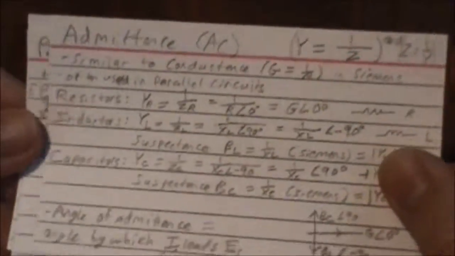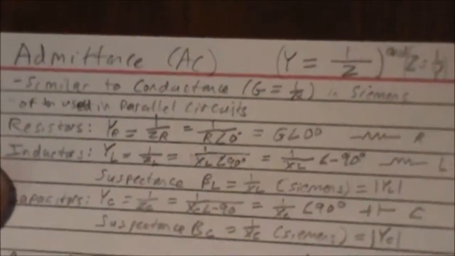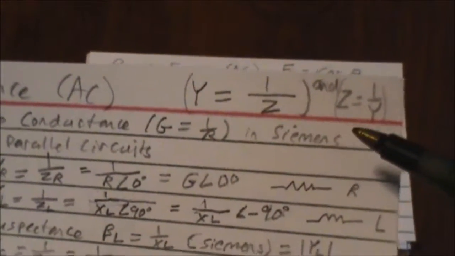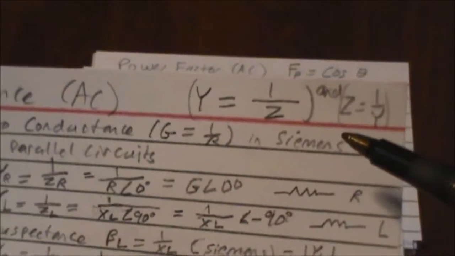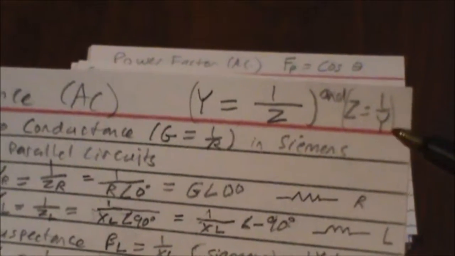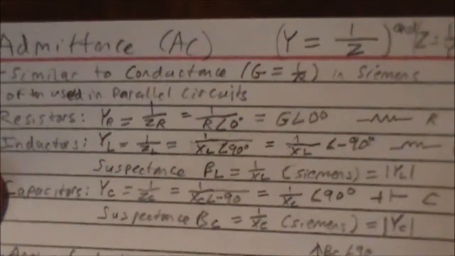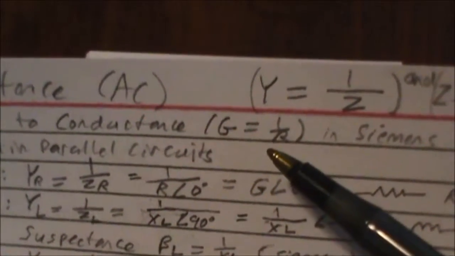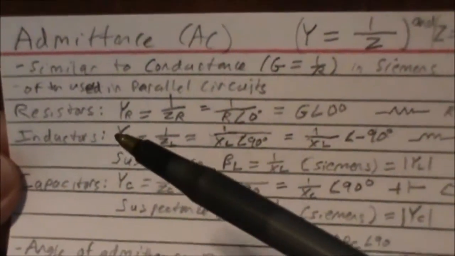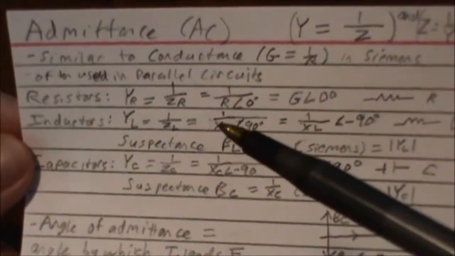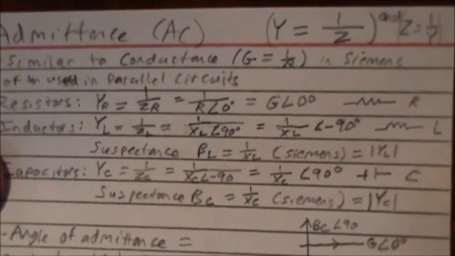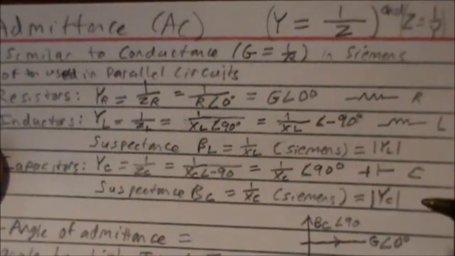Admittance we touched on briefly. Here's more about admittance, which is the reciprocal of impedance. So Y equals 1 over Z. Remember, 1 over a number is its reciprocal. Y is what we use for admittance, Z is the impedance, and Z equals 1 over Y. It is similar to conductance, which is G equals 1 over R, the reciprocal of resistance, in Siemens. It's often used in parallel circuits. So for resistors, Y sub R of a resistor is 1 over Z sub R, at its angle, and there it is for the inductors.